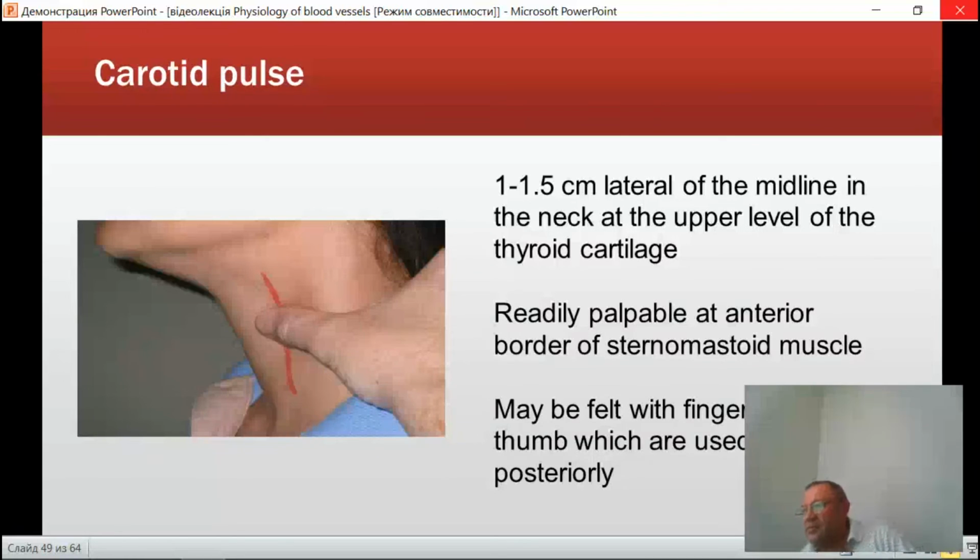Carotid pulse: 1 to 1.5 cm lateral of the midline in the neck at the upper level of the thyroid cartilage. This is the position to check the carotid pulse. Readily palpable at the anterior border of the sternomastoid muscle. May be felt with fingertips or thumb, which are used to push posteriorly.